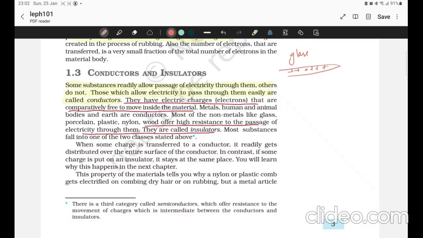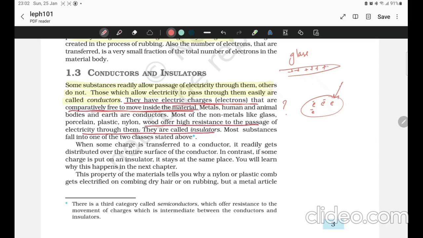Now the next one is insulators and conductors. These are very simple topics. Conductors are those substances which can pass electricity very easily, because they have electric charges. Electrons are comparatively free to move in that material. If electrons are freely moving in a particular body, such bodies are called conductors. They can pass electricity through them.